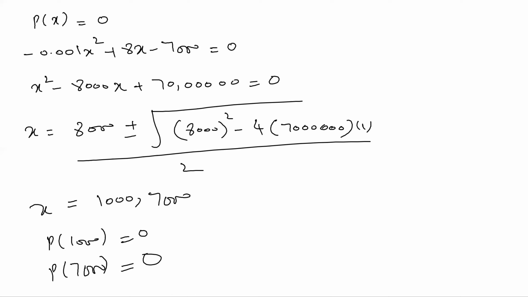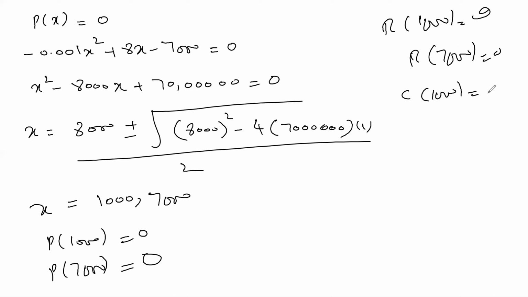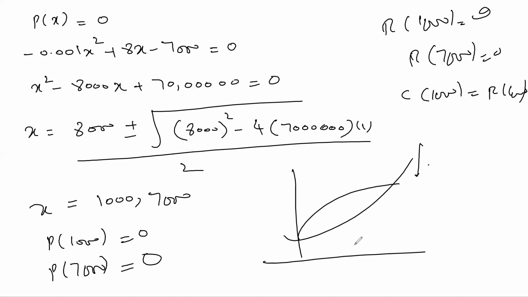You can find what would be your revenue at 1,000 and at 7,000. In both these situations, your cost will be the same as revenue. Next, you can draw the cost function on the same graph paper, and you can draw the revenue on the same graph. Maybe revenue is this, cost function is this.